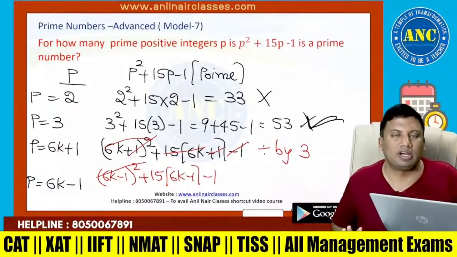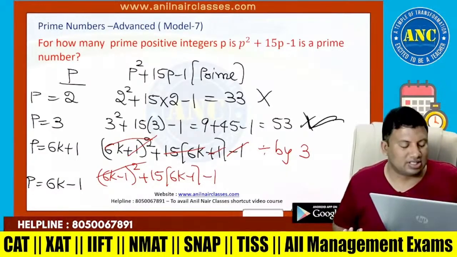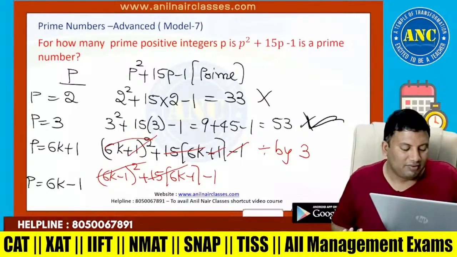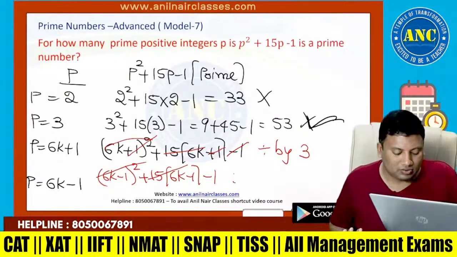Next one. 6k minus 1 whole square plus 15 into 6k minus 1 minus 1. 6k whole square is divisible by 3. 2 into 6k is divisible by 3. 15 into 6k is divisible by 3. 15 is divisible by 3, plus 1 minus 1. The answer is divisible by 3.